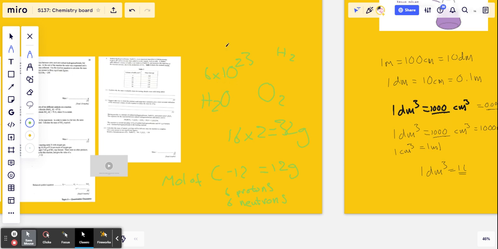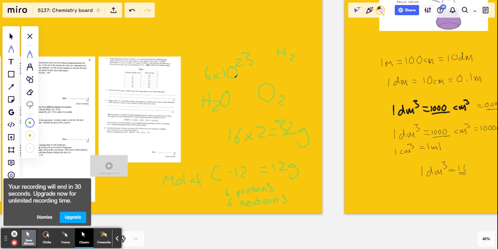You could probably do a little bit of math to see if you can identify what is the mass of one proton roughly, and what is the mass of one neutron. But we won't do that now, so I'll stop the video there.